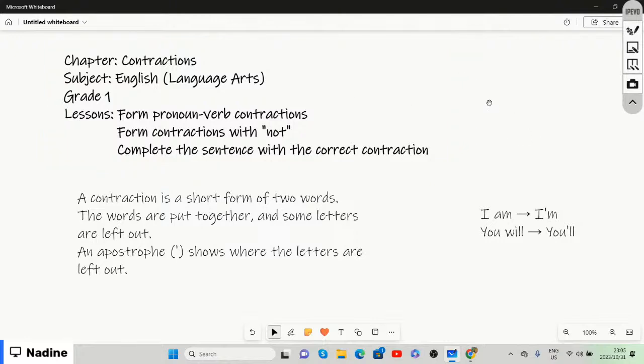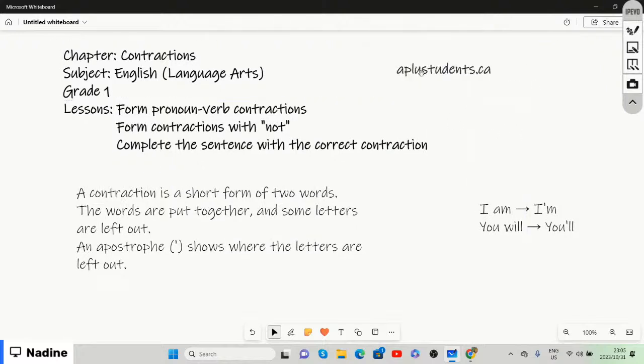And we are doing our tutorial lessons on A plus students.ca. So that is where we are doing our tutorial lesson on A plus students.ca.